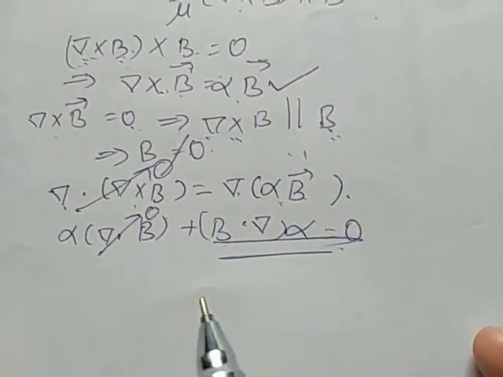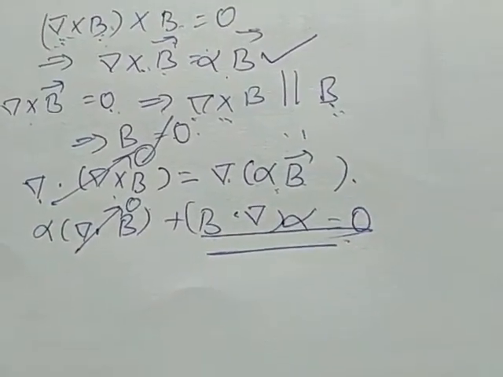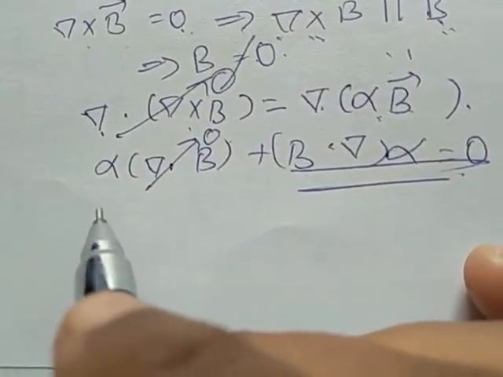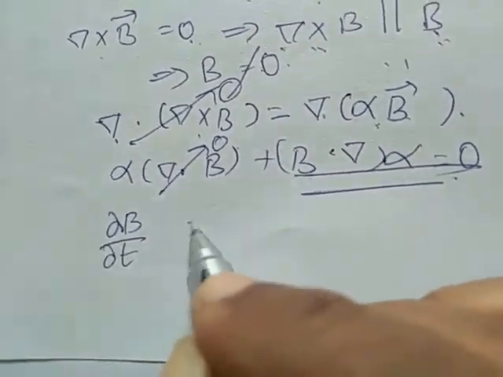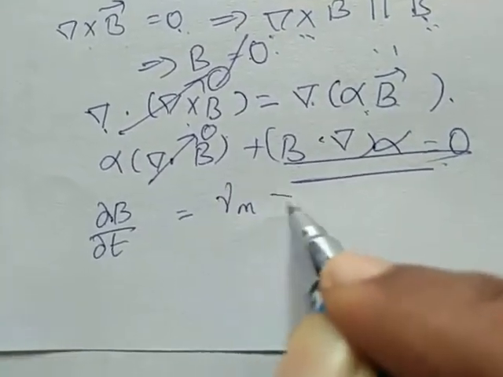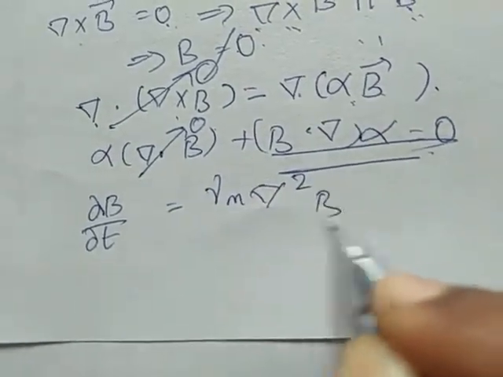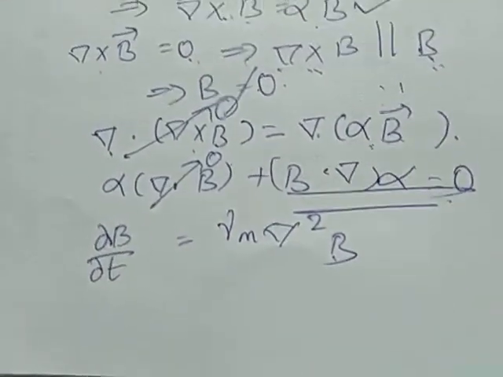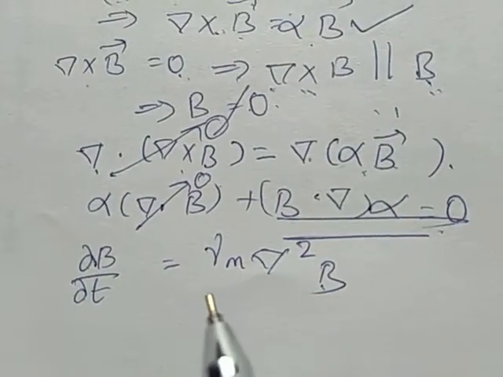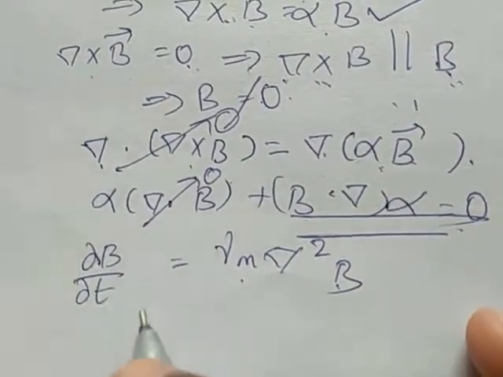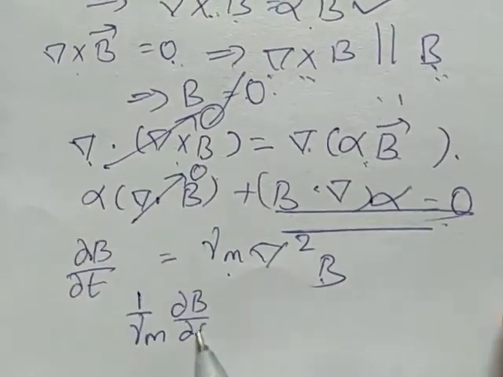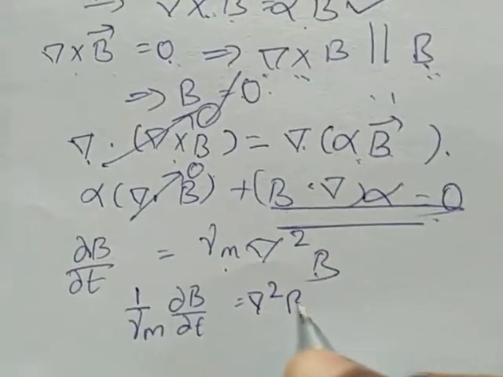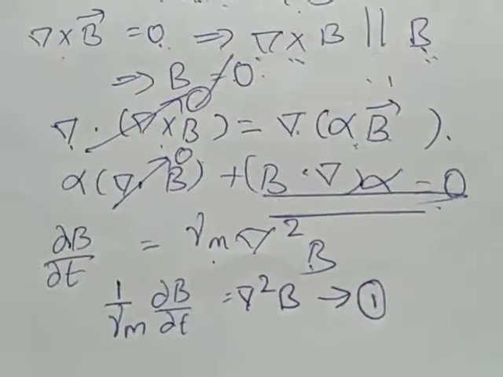Now we consider the magnetic field equation. So already we have written the magnetic field equation, that is dou B by dou t, or dou H by dou t, is equal to mu M del square B. If it is B, this is also B. So this can be written as 1 by mu M dou B by dou t is equal to del square B. I'll take this as equation 1.